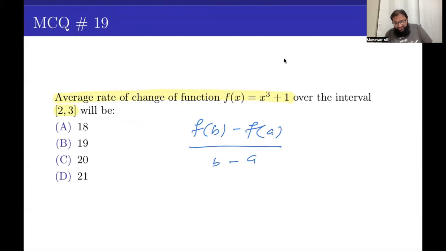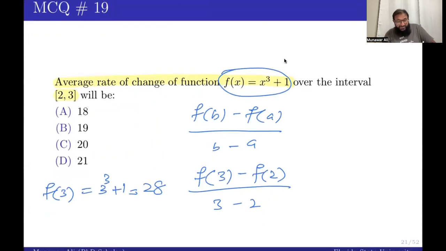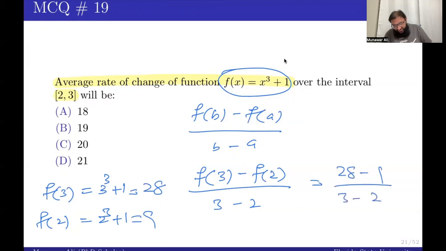It means I will evaluate the function at 3, then 2, then 3 minus 2. And you can see this is my function. So obviously f of 3 will be 3 cubed plus 1, and it's going to be 28. And f of 2 would be 2 cubed plus 1, it's going to be 9. So my answer is 28 minus 9 over 3 minus 2. So this is 19 over 1, which is 19. So the correct option is B, very simple.